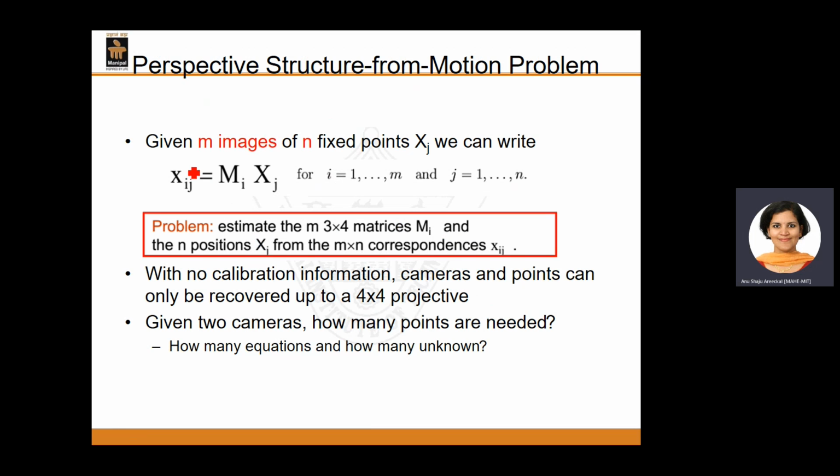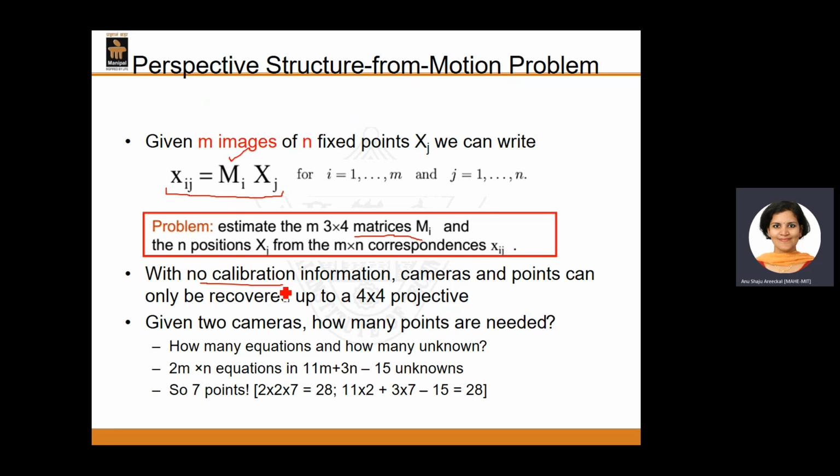Here again we can just write it in this general equation, xij is equal to Mi Xj. But remember the camera matrix that we have here corresponds to the projective camera matrix. That means there is no calibration information known to us. Now, if you look at how many equations are needed, just like the previous case, you will have 2MN equations, where M is the number of cameras or images you have, and N is the number of points. Therefore, for MN correspondences, you will have 2MN equations.